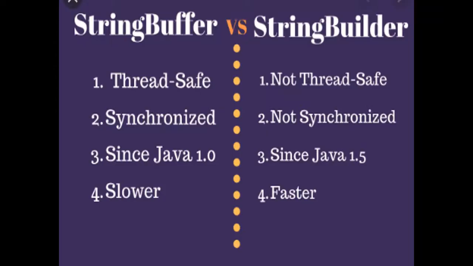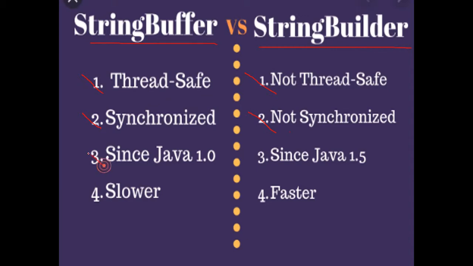Next is, what is the difference between a string buffer and a string builder? You already know, but again I am going to mention this separately to understand very easily. A string buffer is thread safe, but a string builder is not thread safe. A string buffer is synchronized and a string builder is not synchronized. It means that in string builder, all the methods are not synchronized.